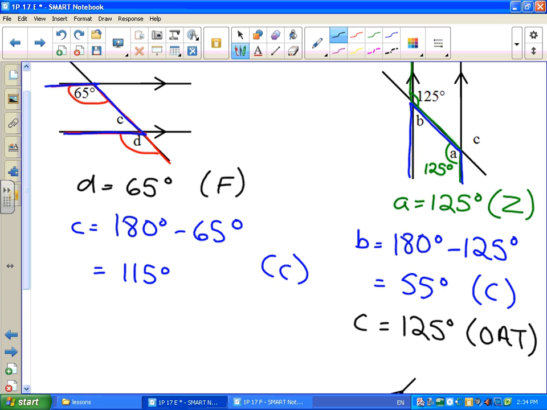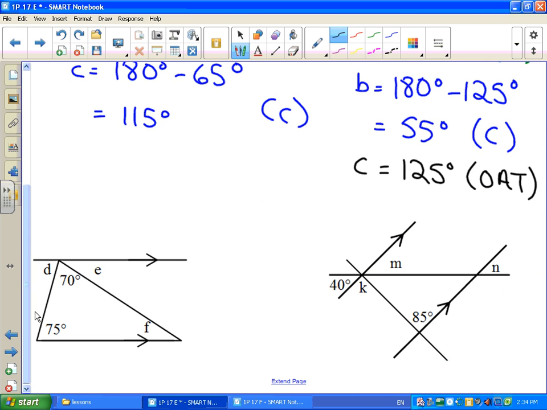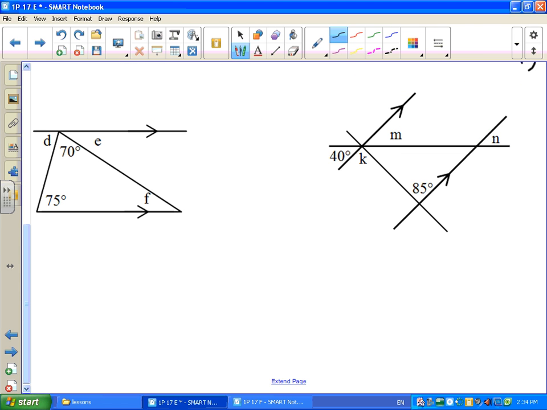All right, we want to try one more? It gets a little bit complicated. We'll do this last one over here. We've got D, E, and F. So we've got three angles that we need to find here. How are we going to go about this?